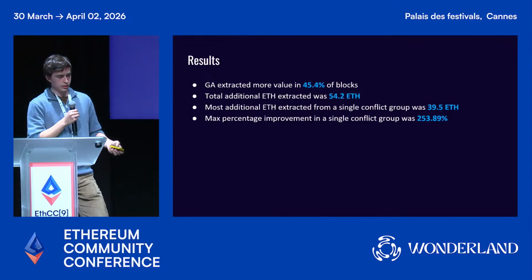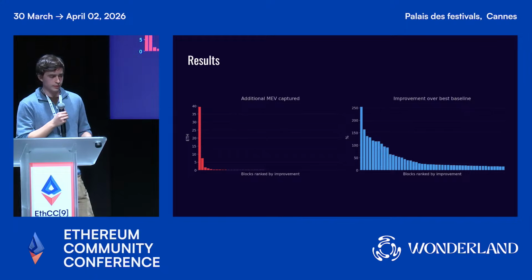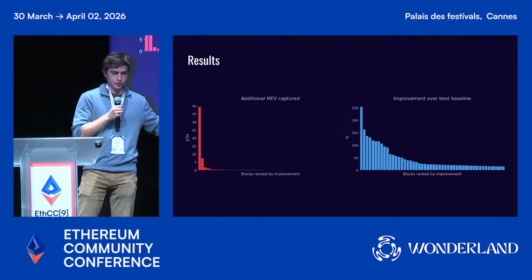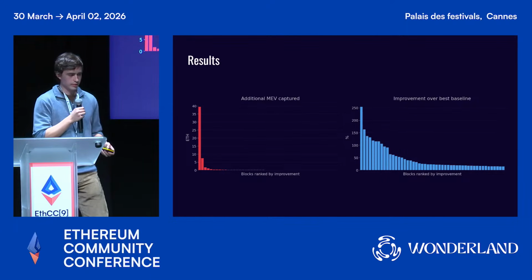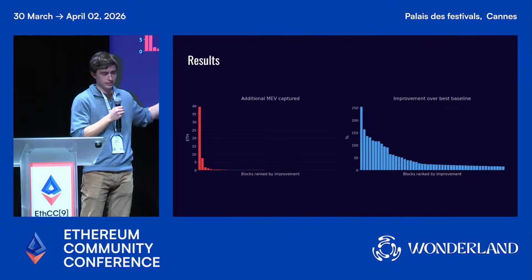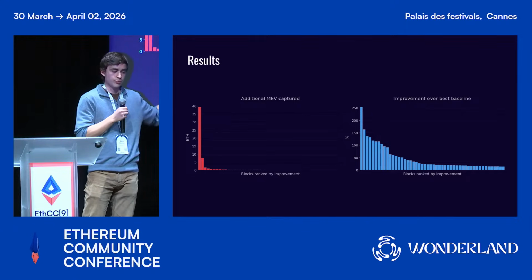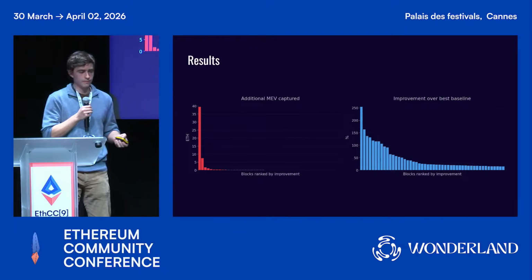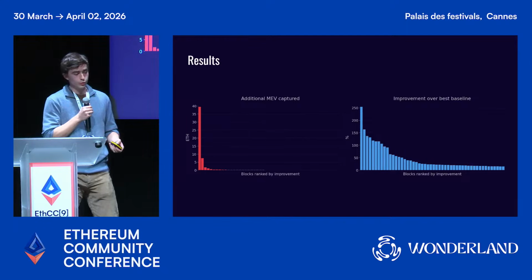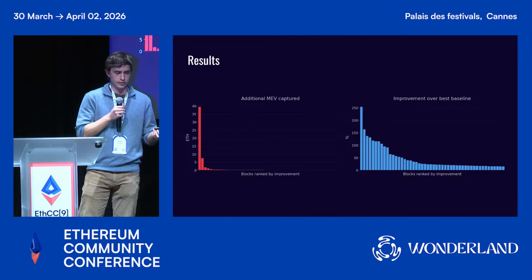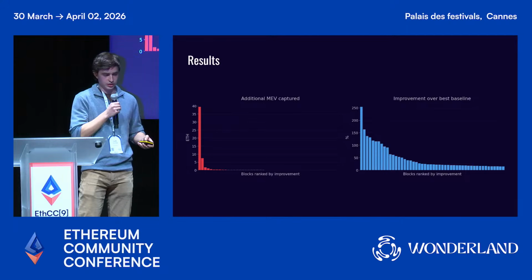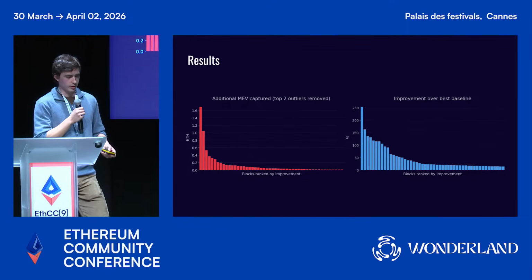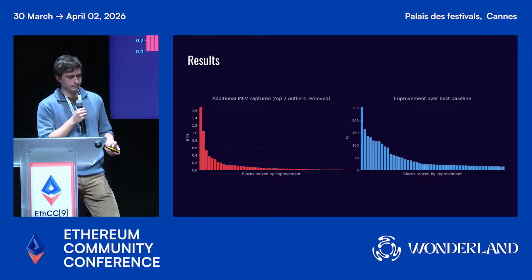which we can also see in these plots here. The plot on the left is showing the additional MEV that the genetic algorithm captured compared to the second best algorithm in the parallel builder. And you can see that there's actually a small number of blocks where this outperformed by a lot, but it's a considerable improvement in those cases. Then on the right, we have the percentage improvement over the second best algorithm. And so you can kind of see what the distribution looks like. For the left plot, if we just remove the two outliers, we can have a better view of what it looks like as well.